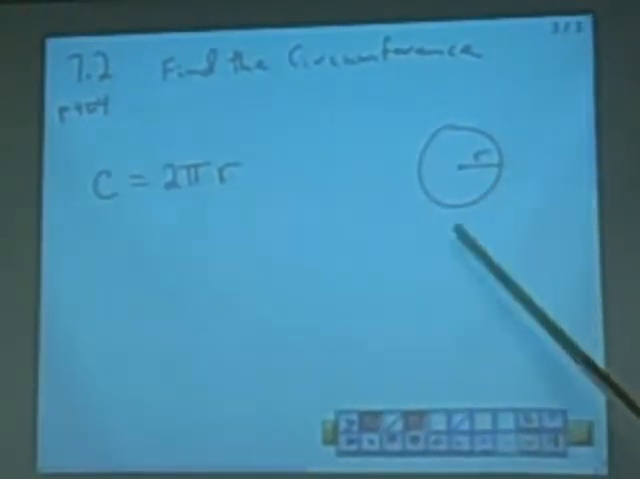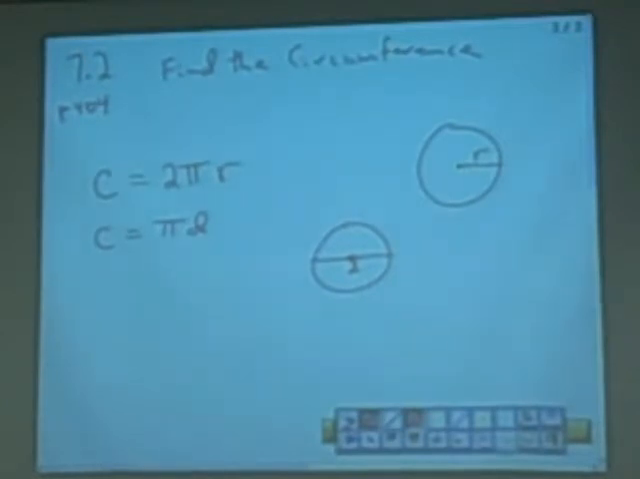And the circumference of a circle is equal to 2 times pi times the radius. The radius is from the center of the circle to the edge. Another equation that you can use is pi times the diameter. And the diameter reaches from one edge of the circle through the center to the other edge of the circle. If it doesn't go through the center, it's no longer the diameter, it's something else. Okay, so that would be the diameter.